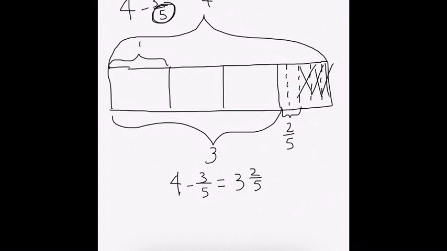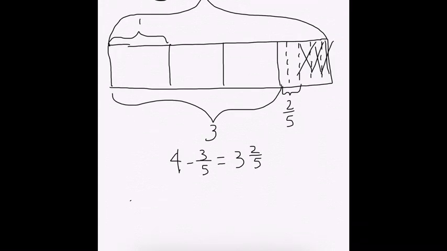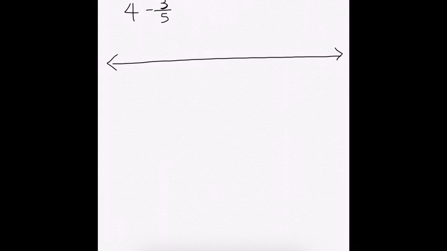The last way I'm going to show you to do this subtraction problem, 4 minus 3/5, is with a number line. And to do this with a number line, I simply make a number line. Don't forget the arrow at both ends because a number line goes on and on forever. And I'm going to start here with 0. I'm going to go all the way to 4.